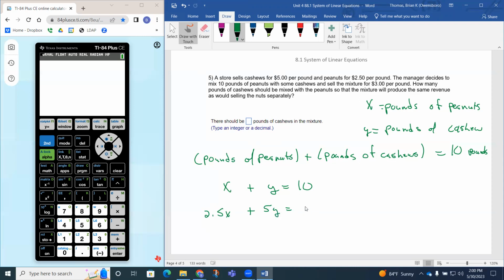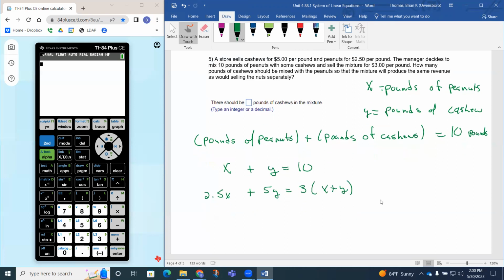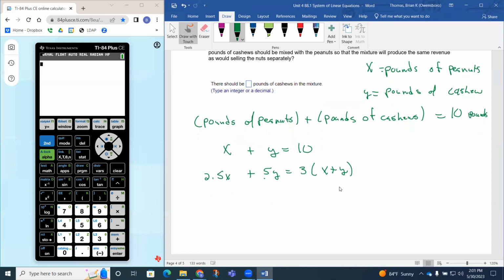And what we're looking for is a mixture of $3 per pound. So this is going to be $3 for peanuts and cashews. So it's going to be X plus Y. That's going to represent that mixture. So they're going to be equivalent to each other. He wants how these are sold individually to equal how they're sold together. So that creates that second equation, if you will. So those are the conditions he wants.